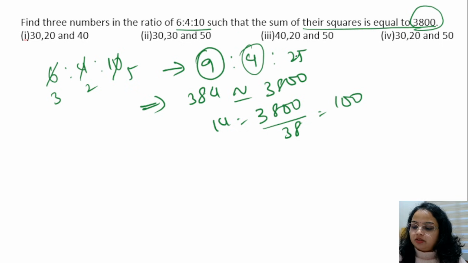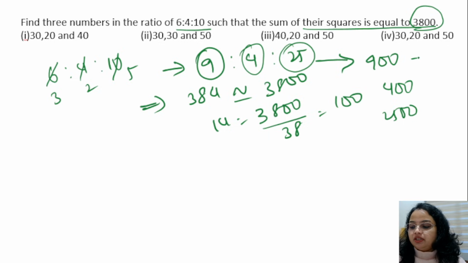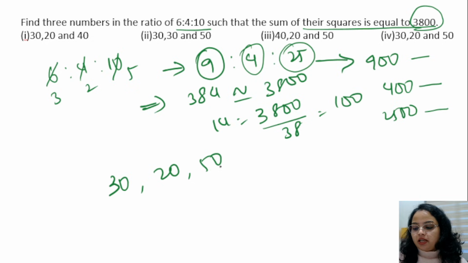These are the units. So what are the numbers? It is 9 into 100, 900, and 400 and 2500. These are the squares. So what are the original numbers? Square root of 900, 30, square root of 400, 20 and 50. These are the numbers 30, 20 and 50.